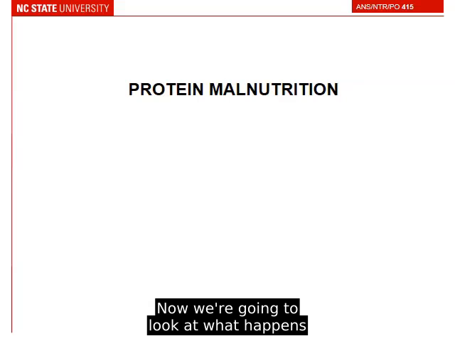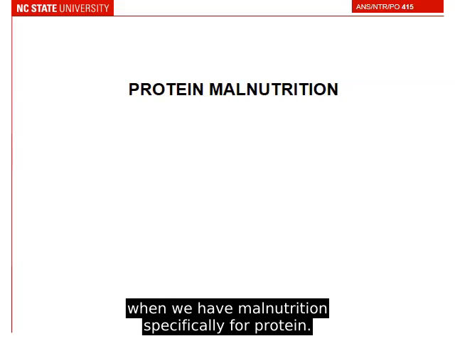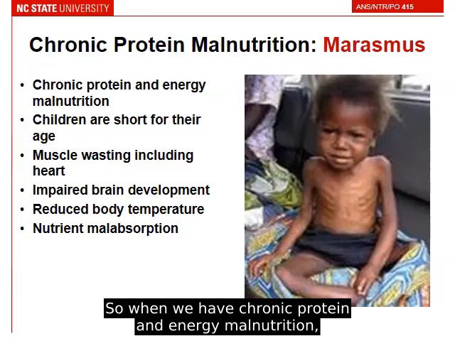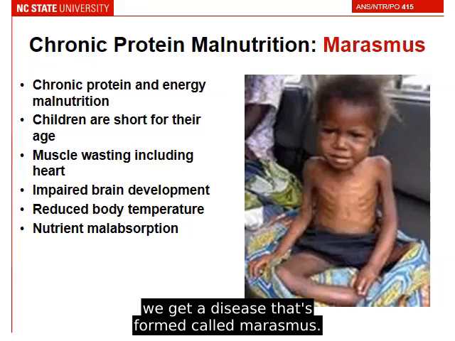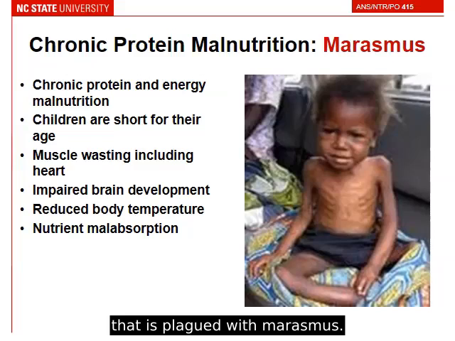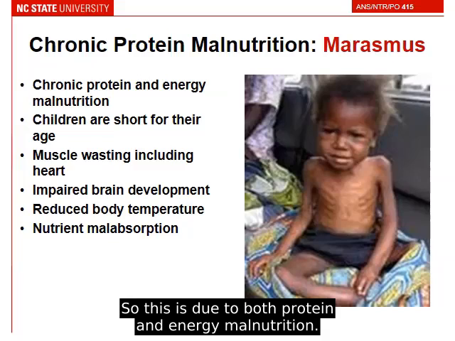Now we're going to look at what happens when we have malnutrition specifically for protein. When we have chronic protein and energy malnutrition, we get a disease called marasmus. Here you can see this child on the right-hand side that is plagued with marasmus. This is due to both protein and energy malnutrition.